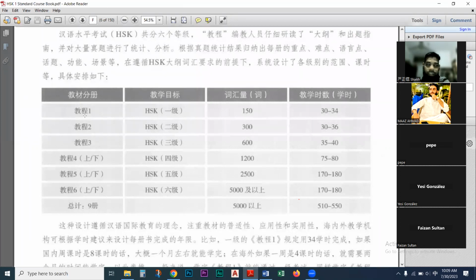They have designed this course in certain levels. Like they have HSK1. This is Jiaocheng. Jiaocheng means course. Okay, course HSK1. So there are total 6 levels of the Chinese language: 1, 2, 3, 4. The course number 4 has been divided into 2 parts, which is not an issue. 4, 5, 6. So totally they have 6 levels, and in each level they have distributed the words in certain quantity. If you study HSK level 1, you just need to study these 150 words.